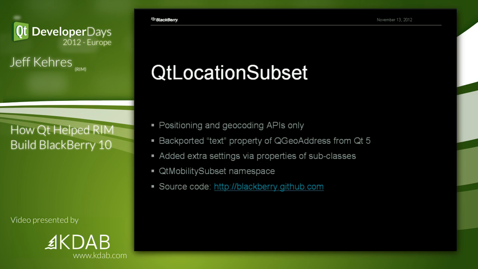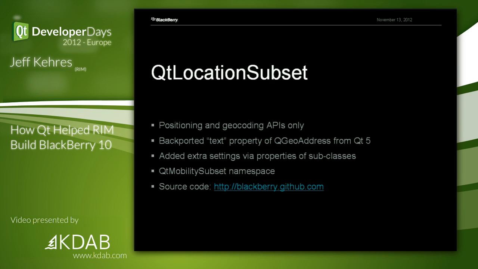We also borrowed a feature from Qt 5 in QGeoAddress and backported it. And then we exposed a few extra settings via objects that are returned from a factory, where the subclasses that we return have extra properties that you can use the QMetaObject system to access and set. So this allowed us to extend those classes without actually changing the signature of those classes.